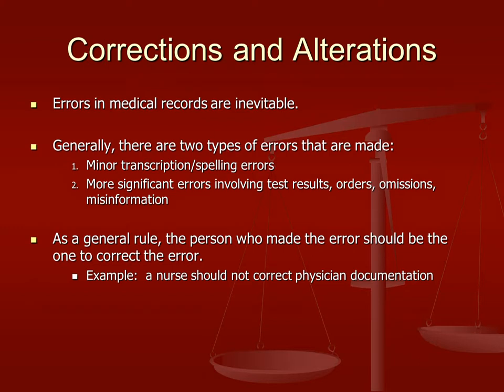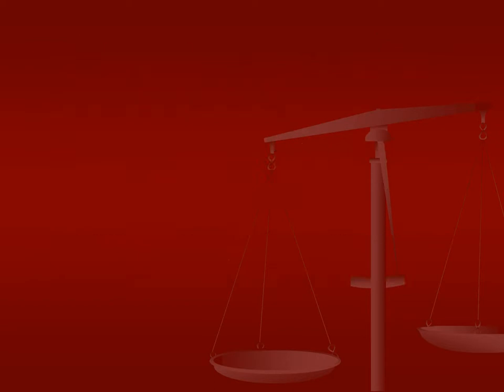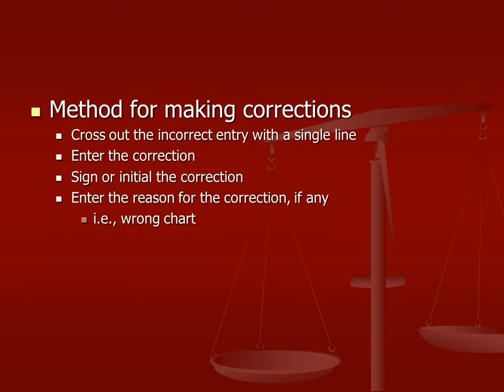But as a general rule, the person who made an error in the record should be the person to correct the error. An example: a nurse should not correct physician documentation. The physician should correct the documentation. And there are different methods for making corrections.